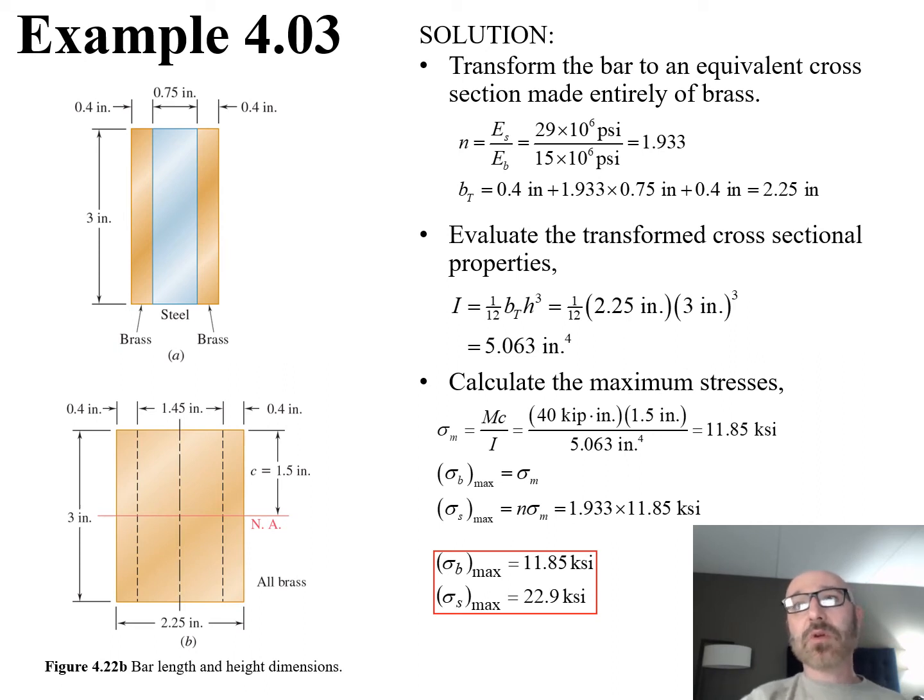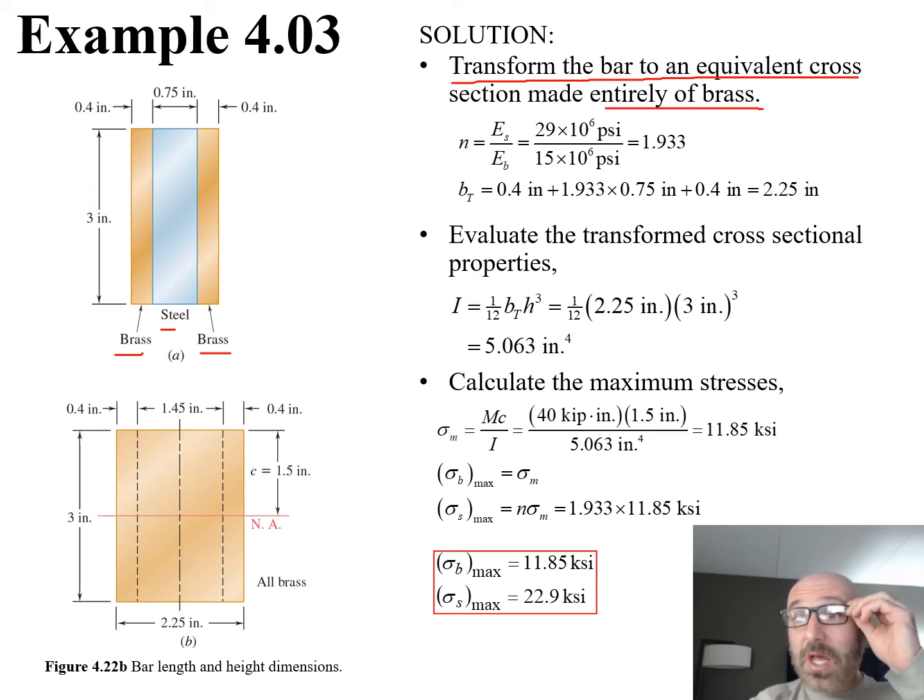So the first thing we said we're going to do was transform the bar to an equivalent cross section that's made entirely of brass. So rather than our initial diagram over here, where we had brass, steel, and brass, we want an all-brass equivalent cross section. As we mentioned in our procedure for analysis, and saw on the previous slides within this module, we need to come up with this value for n. n is that ratio between the elastic moduli.